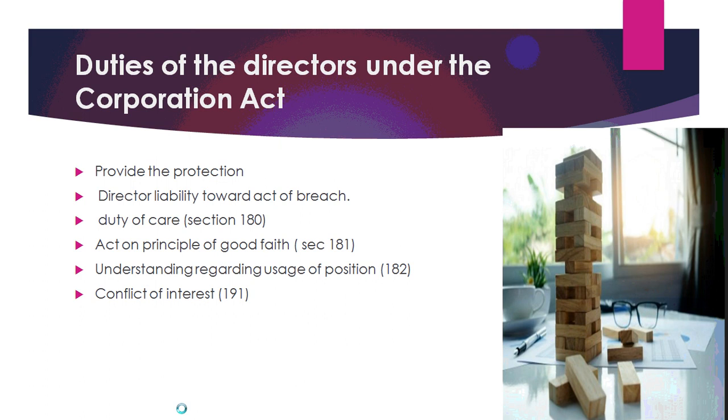The third one is section 182. This provision explains the usage of position by a director or other officers in the business. This section provides that the position should not be used to fulfill personal or individual goals, but rather the organization's goals and objectives. And the last one is section 191. This section covers the situation of conflict: if there is a conflict between the interests of the company and the director, then this should be notified to the company.